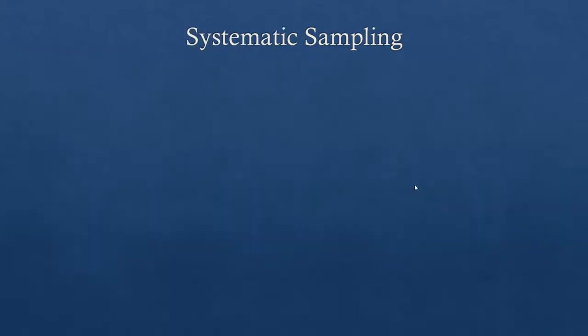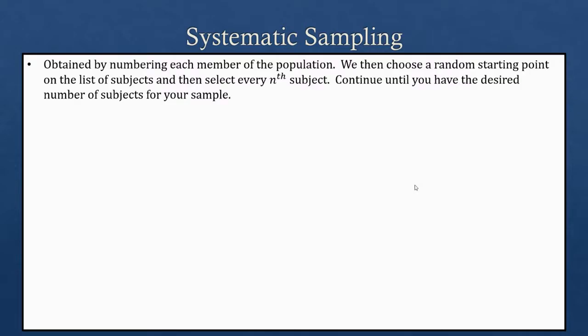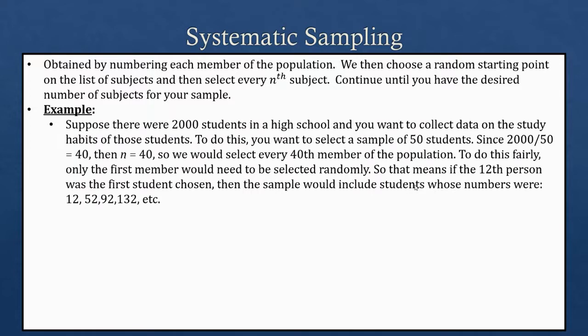The second kind is a systematic sampling technique. This is obtained by numbering each member of the population. We then choose a random starting point on the list of subjects and then select every nth subject, and we continue until we have enough people to fill out our desired sample size. For example, suppose there were 2,000 kids in a high school and you want to collect data on the study habits of those students. To do this, you want to select a sample of 50 students. Since 2,000 divided by 50 equals 40, then n equals 40. So we're going to pick every 40th member of the population.